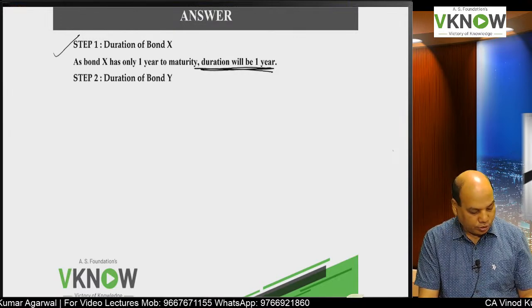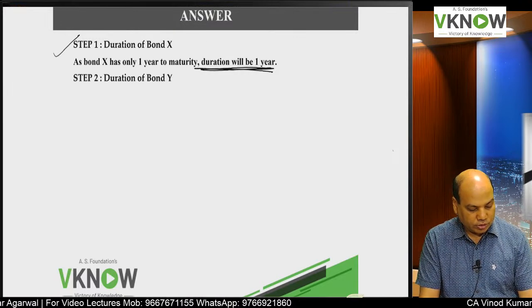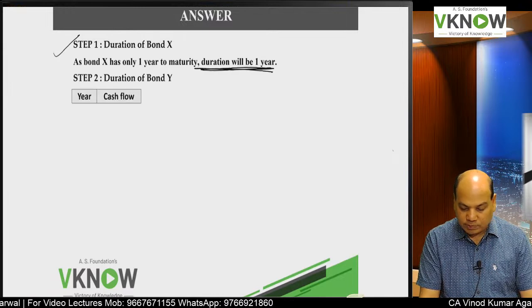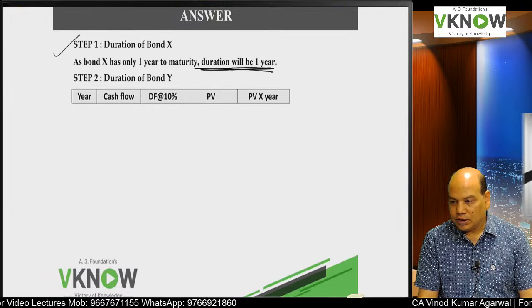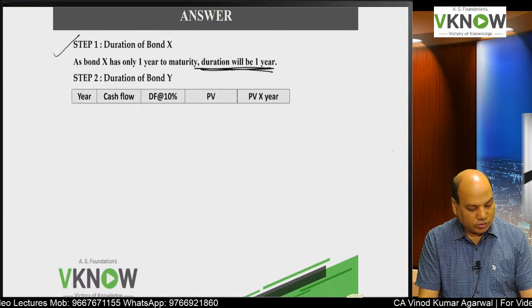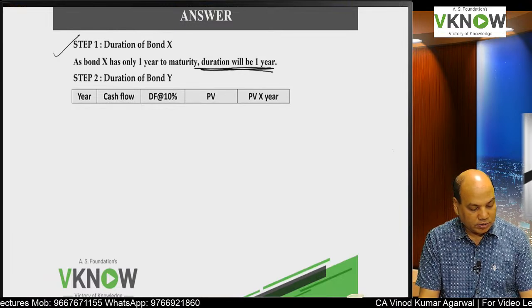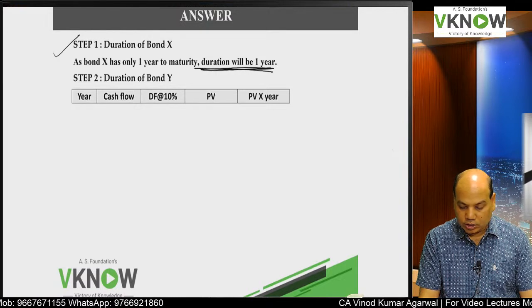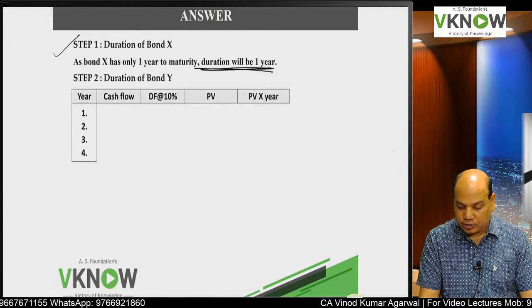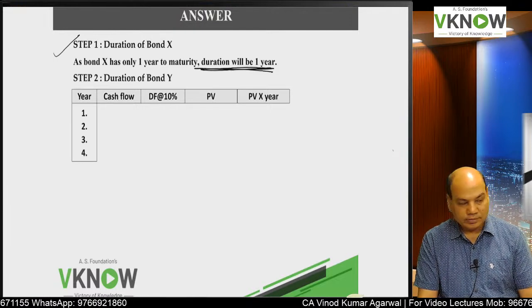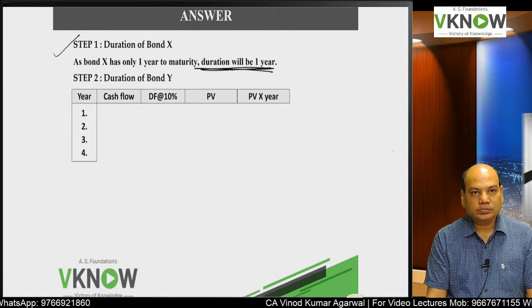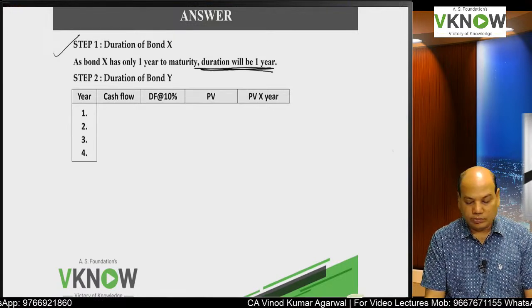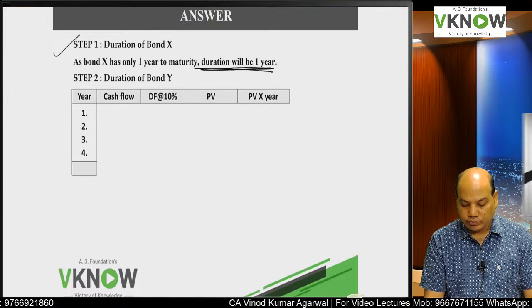This we have to compute by preparing a tabular format. Year, cash flow, discounting factor at 10%, and PV into year. It is a 4-year bond. Write 1, 2, 3, 4.